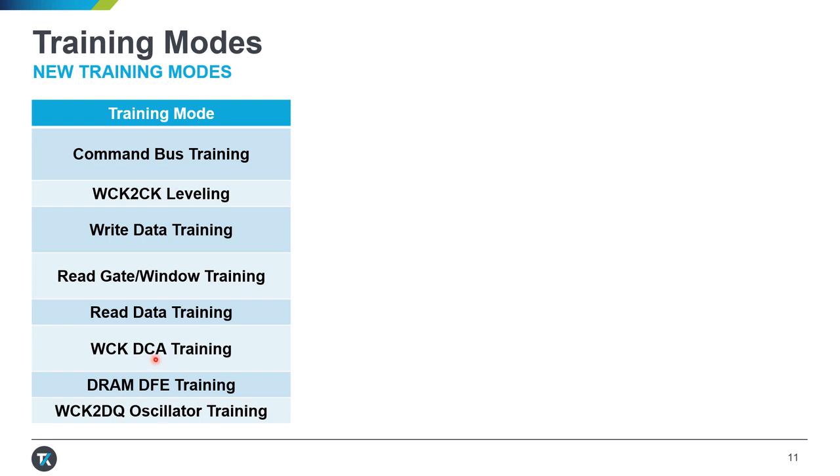Now, as LP5 SDRAM has a duty cycle adjuster and monitor inside the WCK clock tree, what this training will do is try to compensate for any duty cycle error on WCK. This is typically done to make sure your RDQS, which is generated from WCK, has optimal duty cycle as well. Your DRAM DFE training will adjust the one-tap DFE to improve the write eye margin.